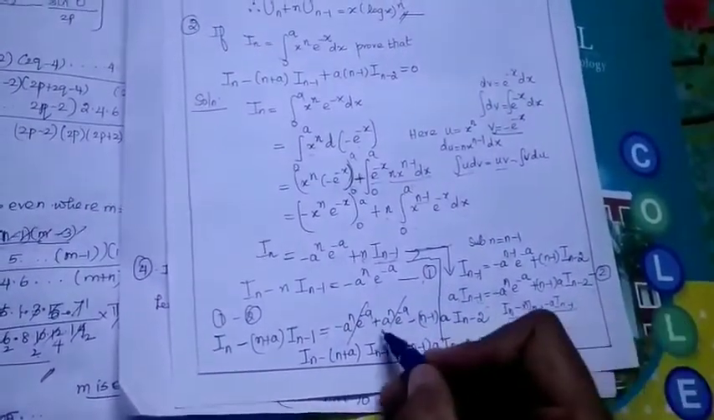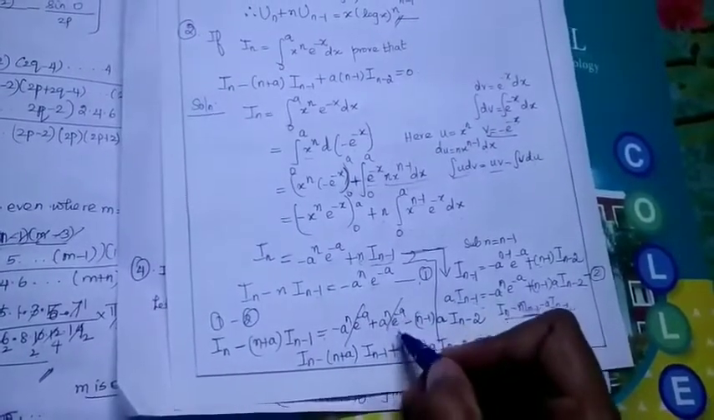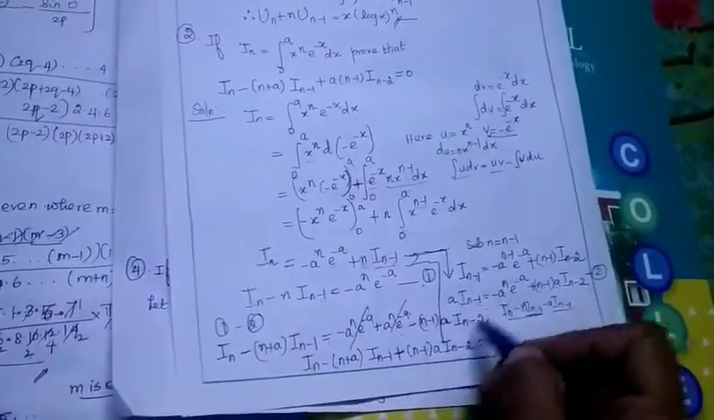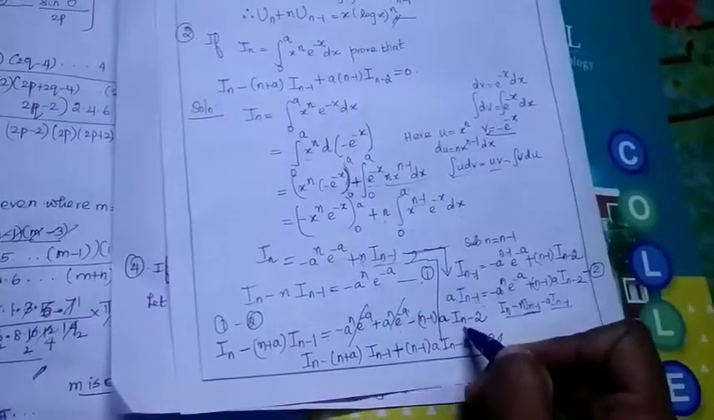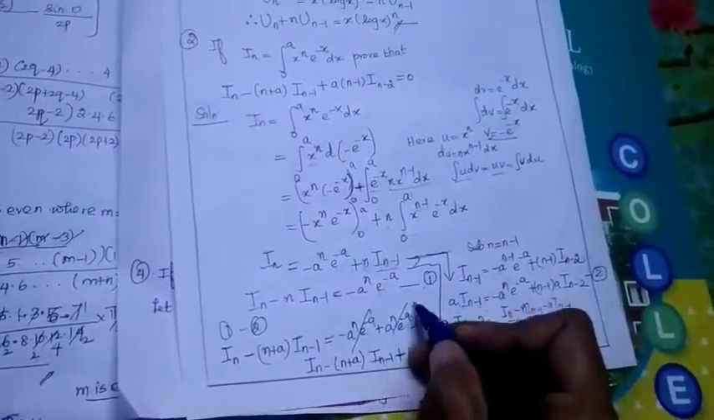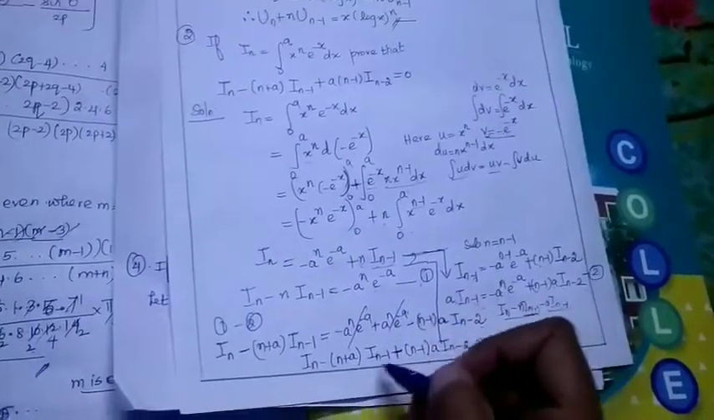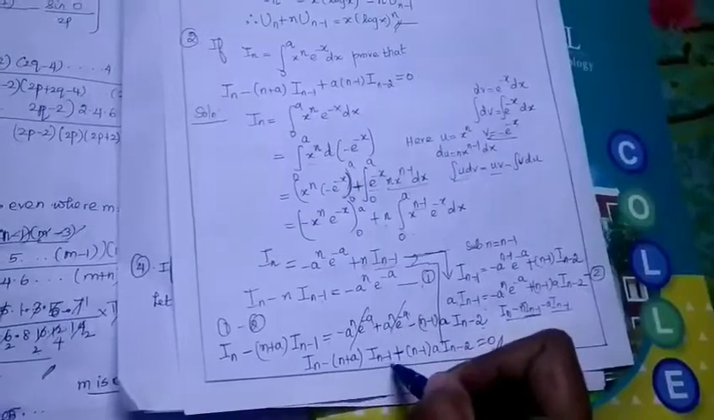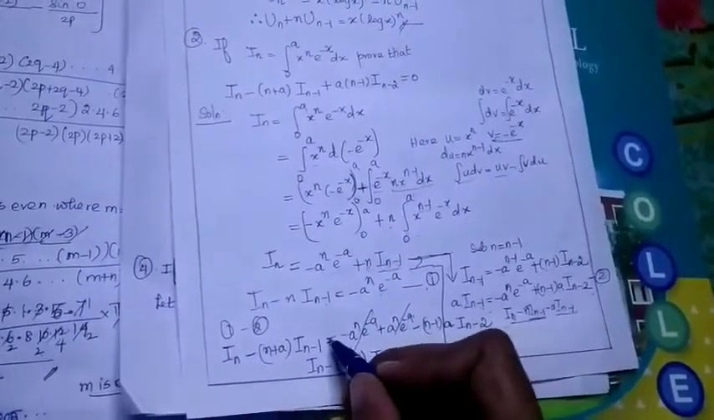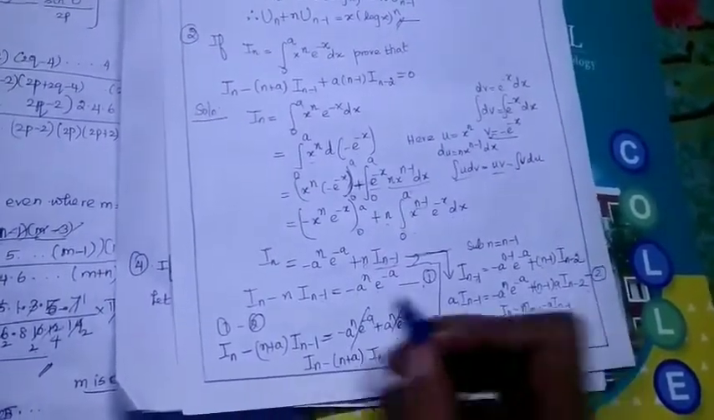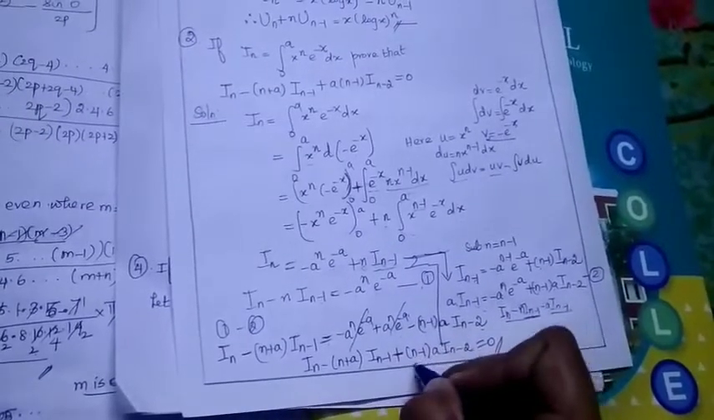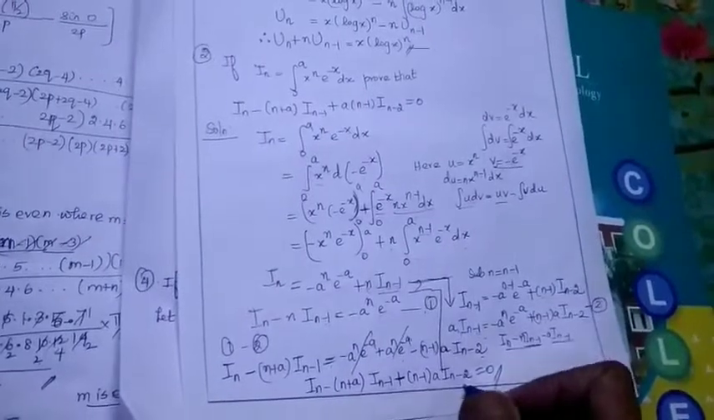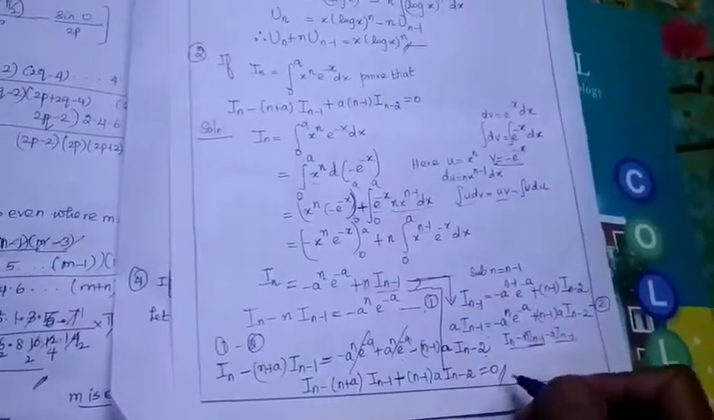Minus into minus will become plus. That's why we have written a power n e power minus a. Then minus n minus 1 times a into I n minus 2, right? So this plus and minus term will get cancelled. Remaining term is I n minus n plus a of I n minus 1. So this is in the right hand side of the equation. Bring it to the left side. It will become plus n minus 1 times a into I n minus 2, right? So this is what we have. This is what we are supposed to prove.